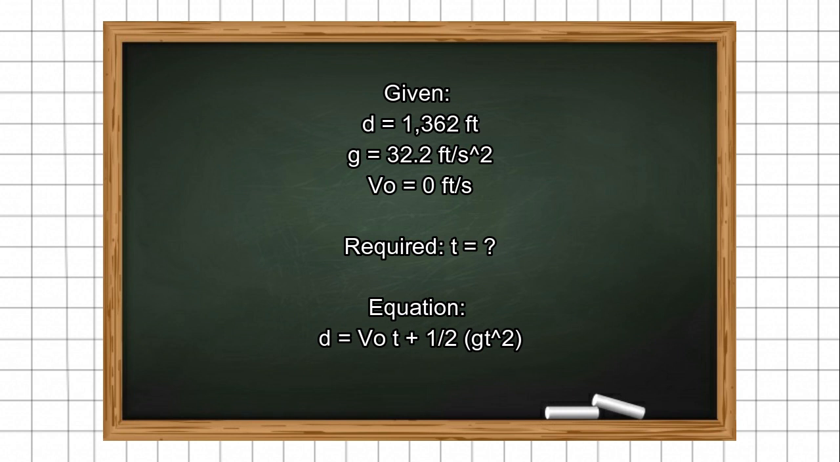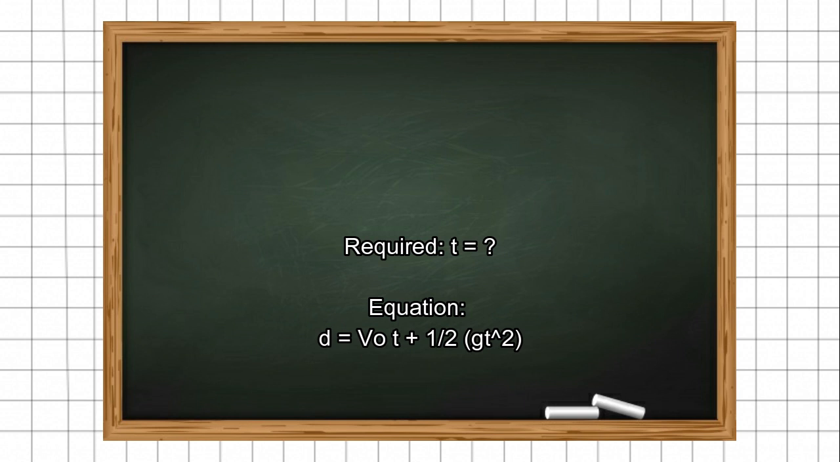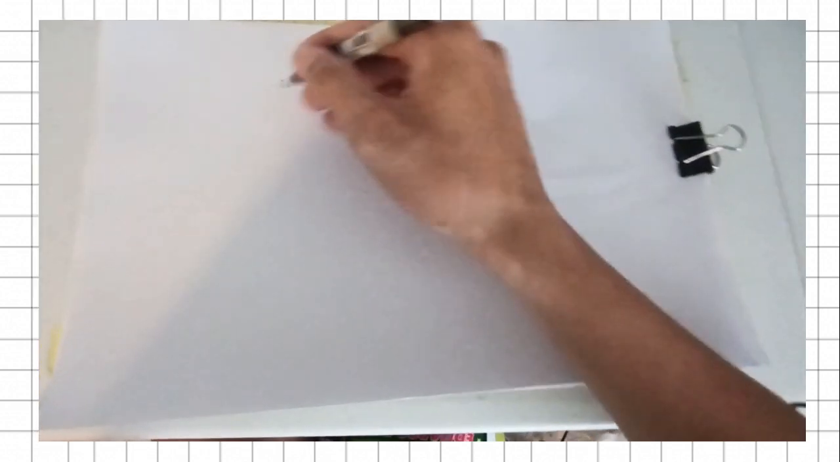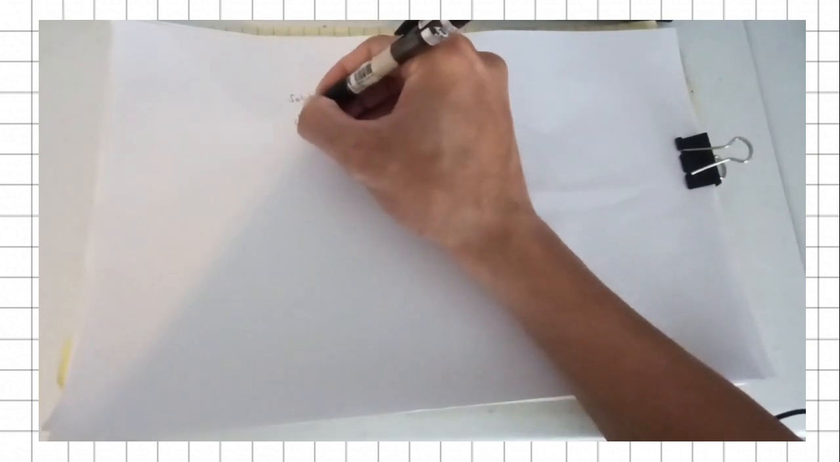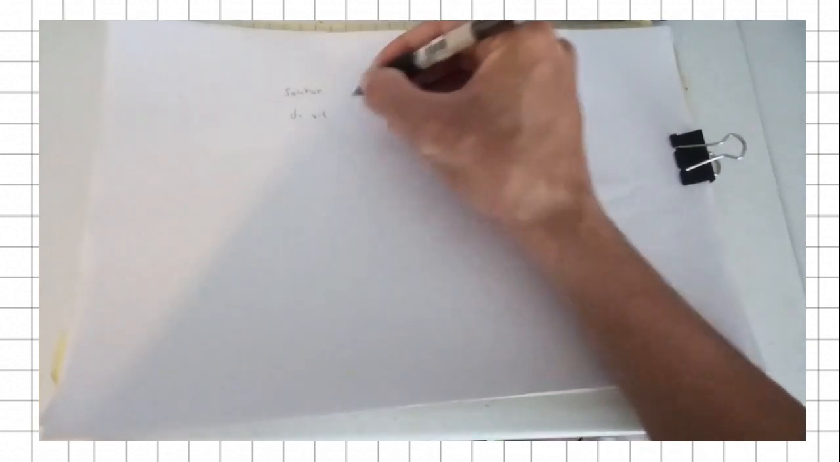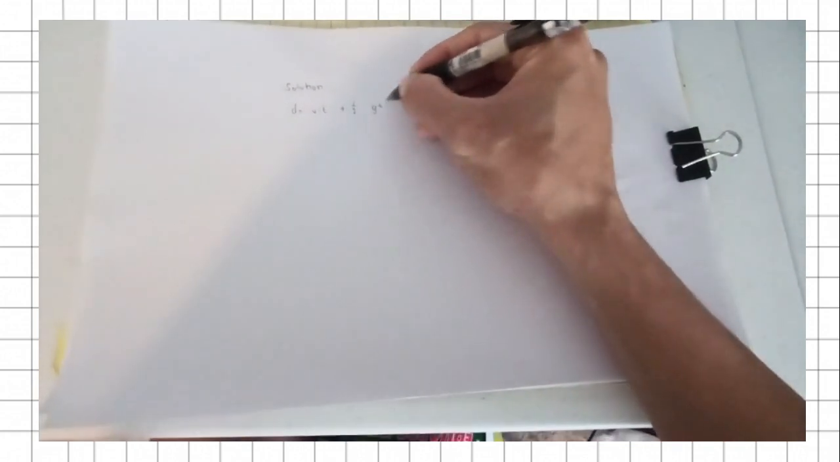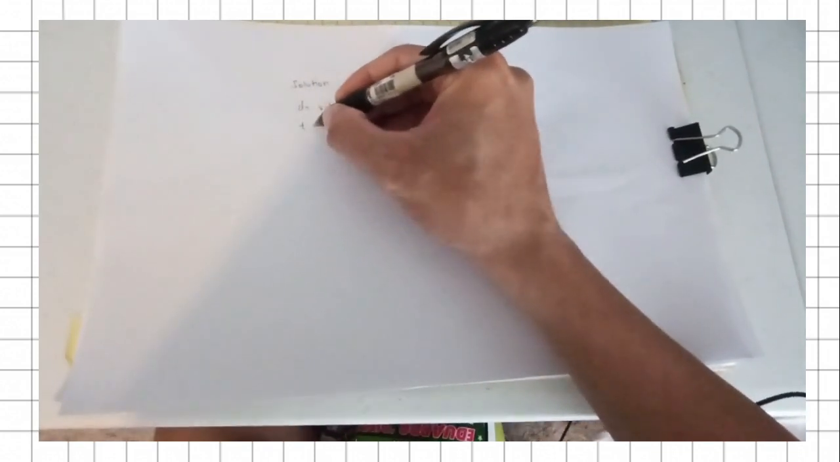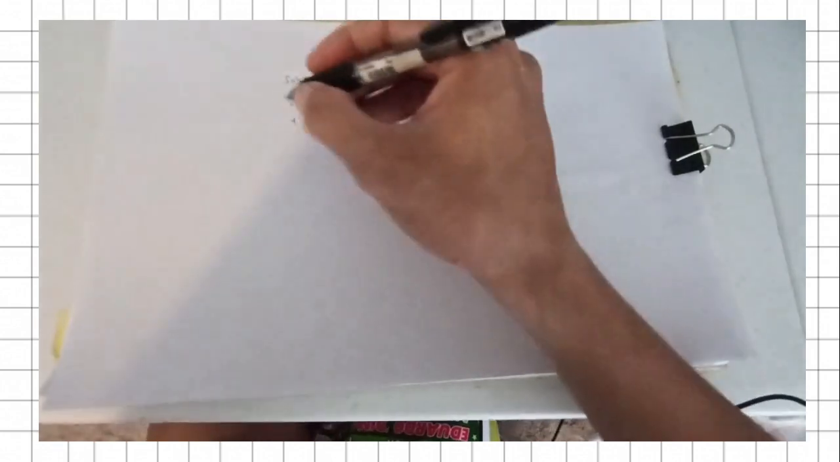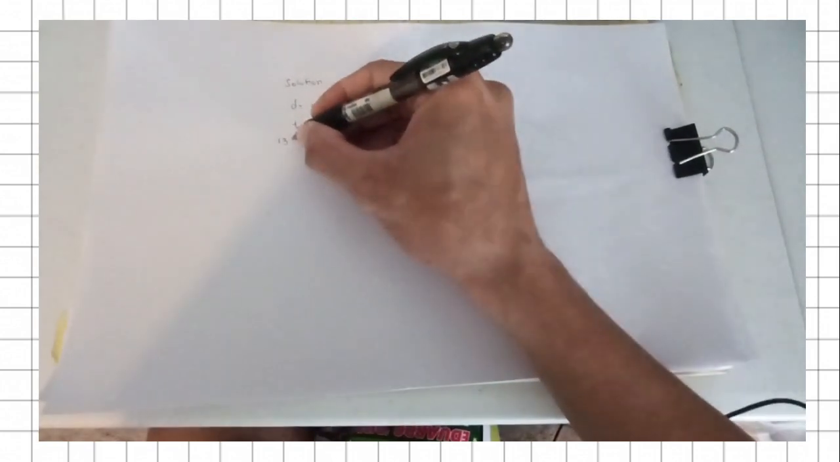As this problem is pretty basic, we're only going to use one formula, and it is distance equals initial velocity times time plus one half gravity times time squared. As for the solution, we're going to show a step-by-step process. Okay, first write the formula, initial velocity time plus 1 half gravity time squared, and then write the required, and then write the given in this solution.